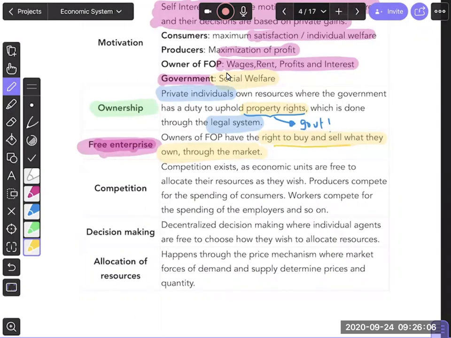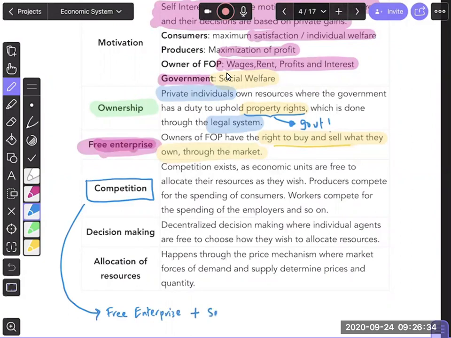And with this comes an important feature, which is a distinguishing feature of the free market economy: competition. We say that there are two things that lead to competition. The first thing is free enterprise, which means your freedom to buy and sell. And the second feature, alongside free enterprise, is the idea that you are maximizing self-interest.